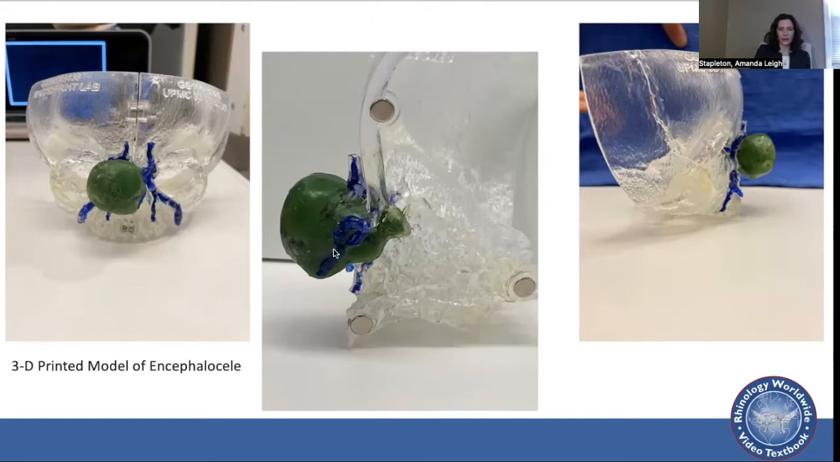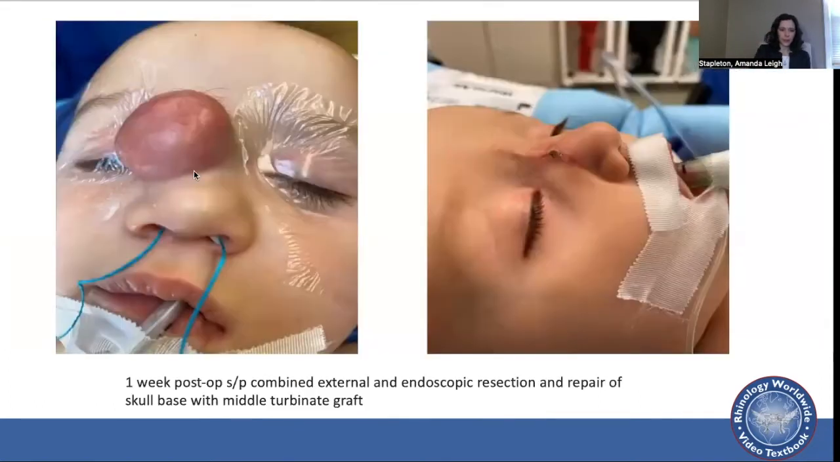And his right nasal bone was significantly lateralized as the encephalocele kind of pushed through there. And so he underwent a combined external and endoscopic resection. And this is him 1 week later when we were taking his packing out. I repaired his skull base defect with a flap, and his cosmetic closure was very favorable. We were happy we were able to primarily close him.